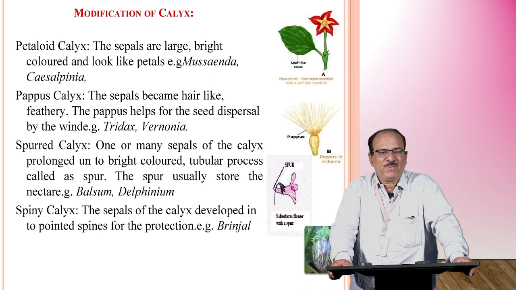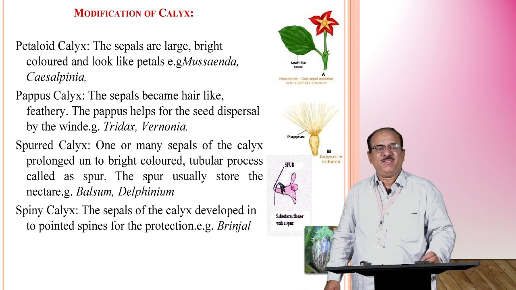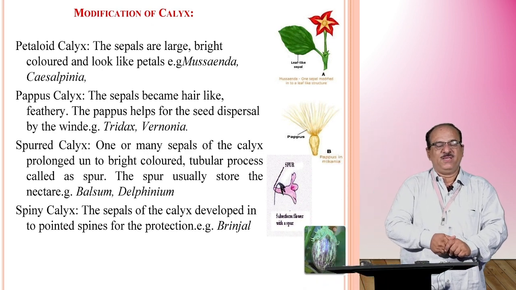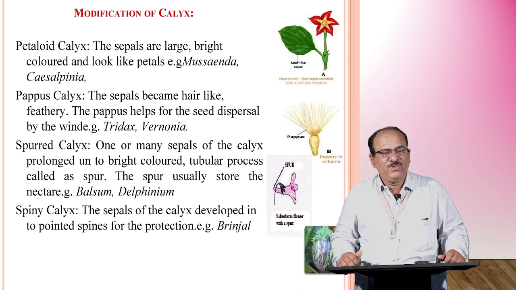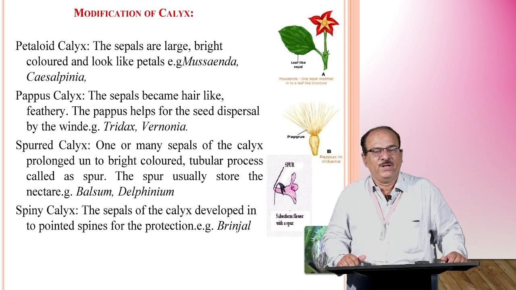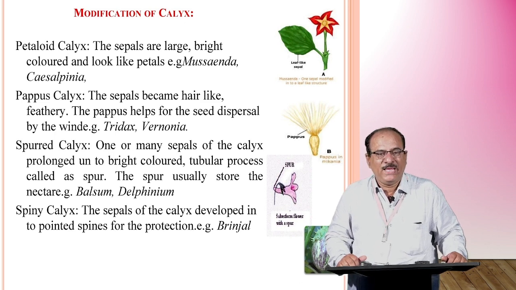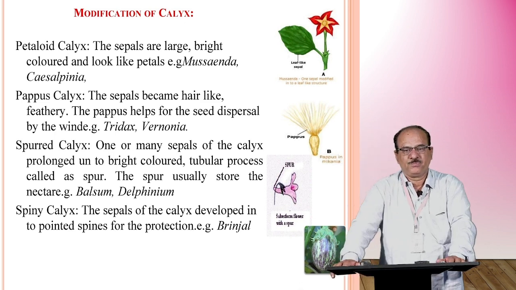Second is the pappus calyx, where the sepals become hair-like, feathery, which help in the dispersal of the seeds with the help of wind, as in the case of the members of Asteraceae, like Tridax or Vernonia.